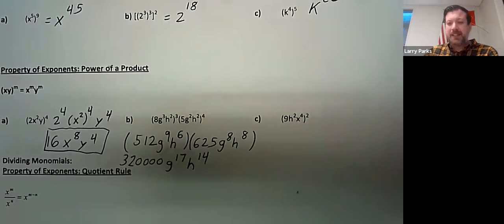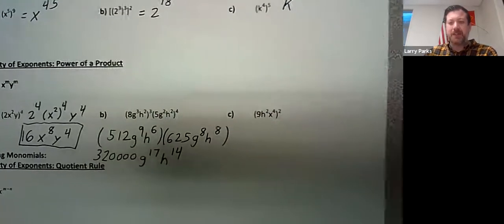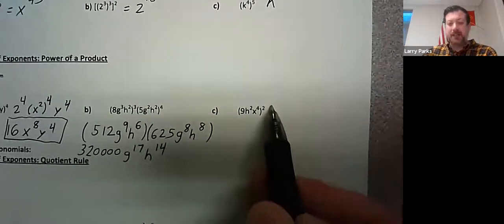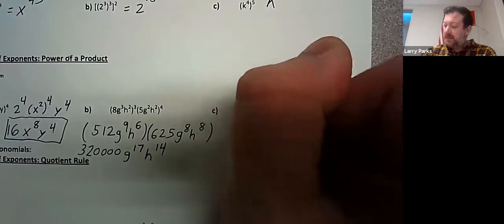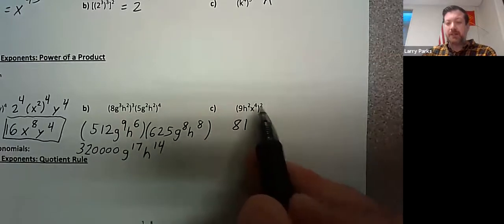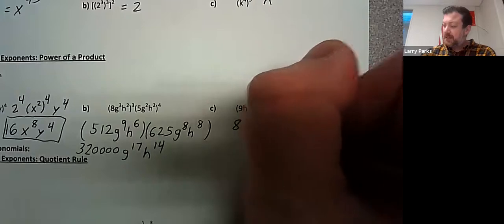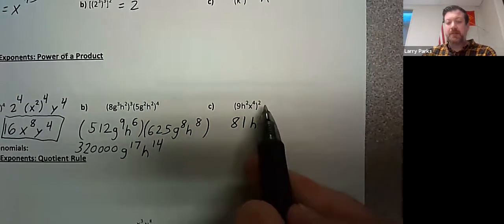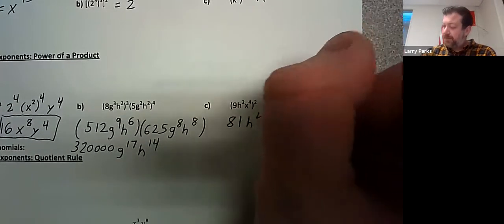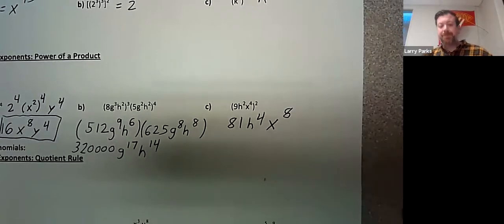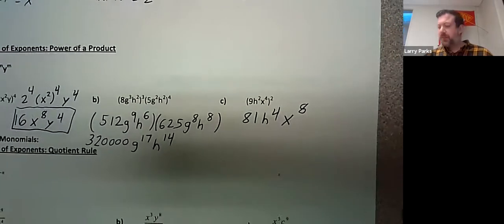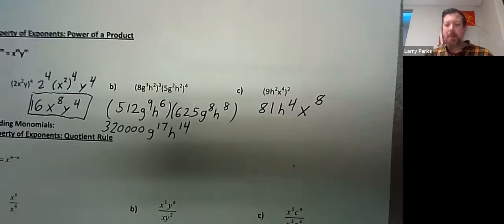Okay, so as you can see, it's very, very handy to know how to work with exponents. Here, 9 squared is 81. H squared squared, 2 times 2 is 4. And then 4 times 2 is 8. Okay, so all of this should be reviewed from Algebra 1.